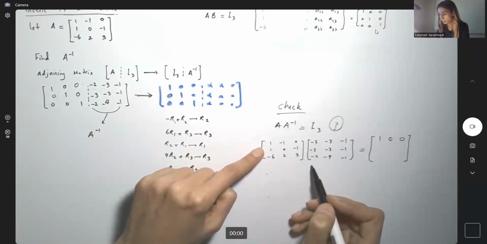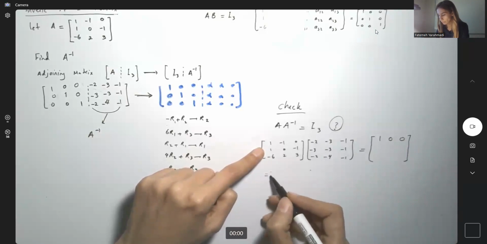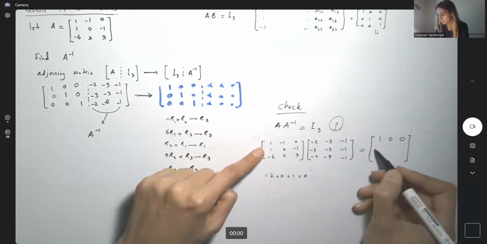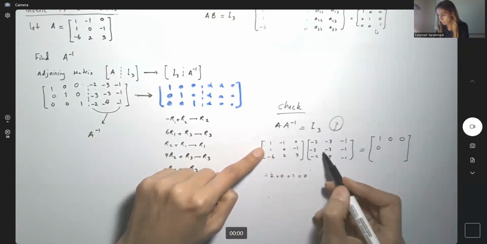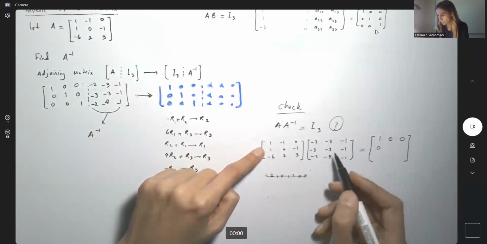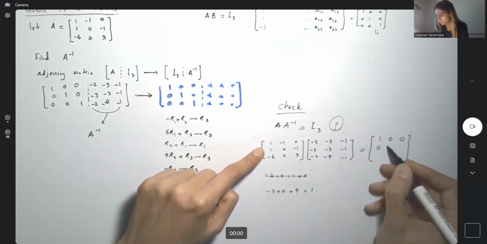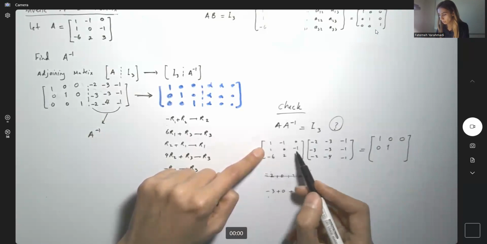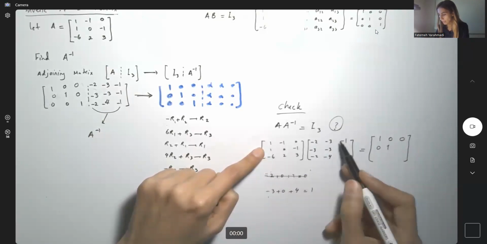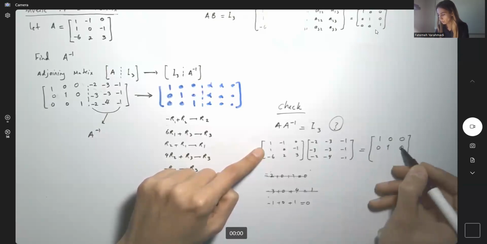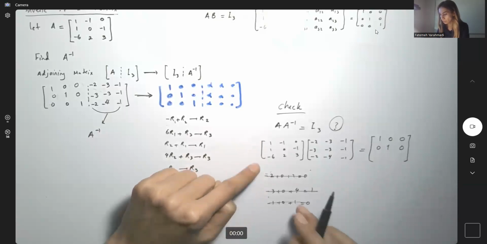Now let us move on to the second row. Second row multiplied by the first column. You have -2 plus 0, and here you have plus 2, which is 0. Second row by the second column, you get -3 plus 0 plus 4, which is 1. Very good. Now multiplying the second row by the last column, you have -1 plus 0 plus 1, which is 0.